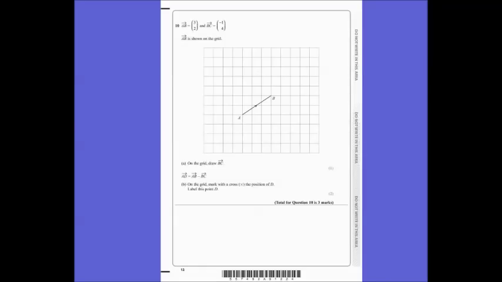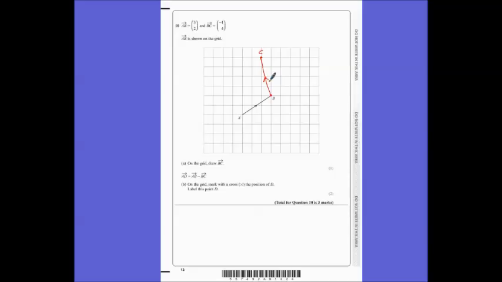Question 10. It says AB equals (3, 2) and BC is (-1, 4). AB is drawn on the diagram for you. On the grid, draw BC. So the really important thing is, we're starting at B, so that's the point B, and BC is the vector (-1, 4), so that means to go left 1 and up 4, so that will go to here. So this is where C is, and we will draw that in up to there.